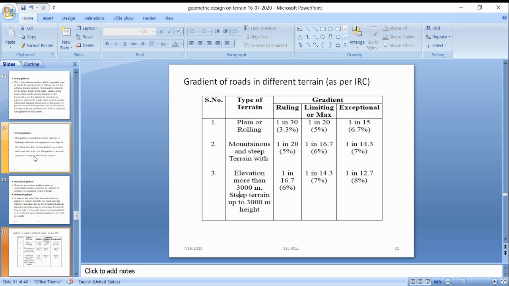And where the elevation is more than 3000 meters, or you can say steep terrain, there we will provide the gradient as 1 in 16.7. So here we can see the ruling gradient itself we are increasing to 1 in 16.7, and here limiting should be 1 in 14.3, and exceptional is 1 in 12.7, so 8 percent.